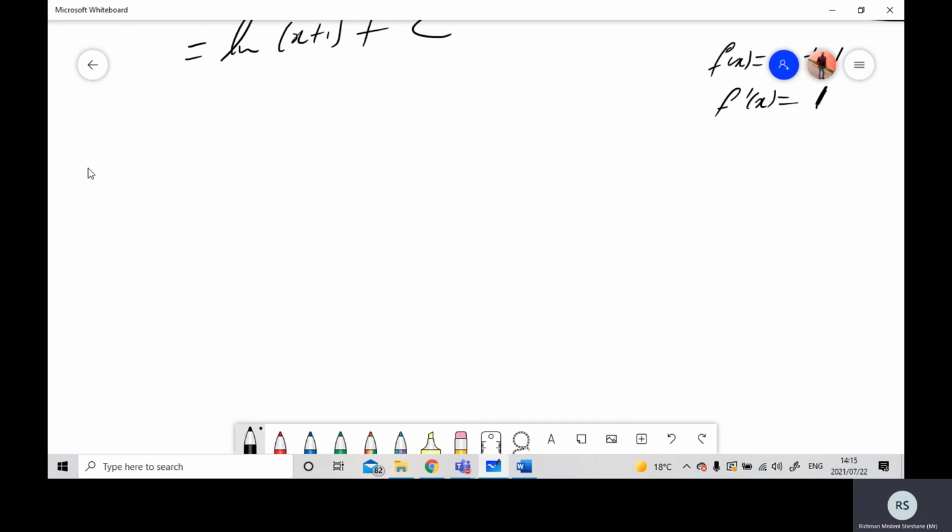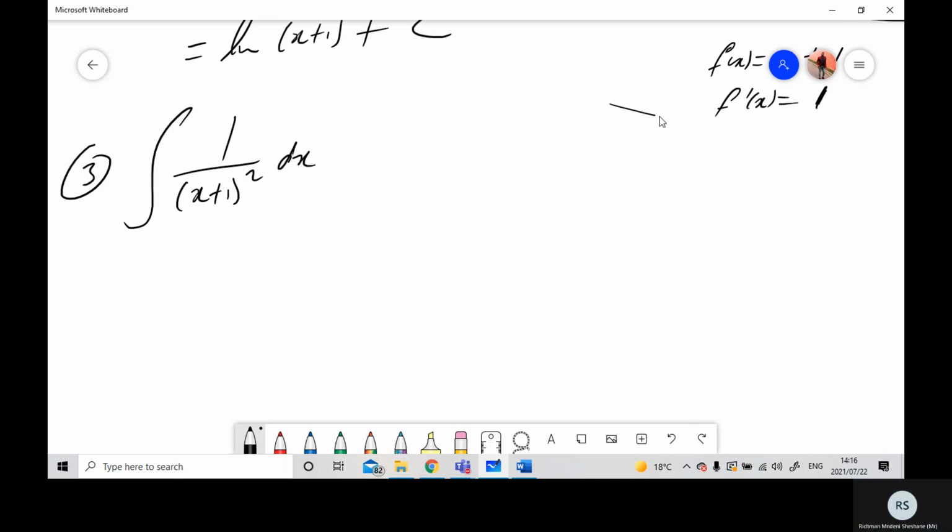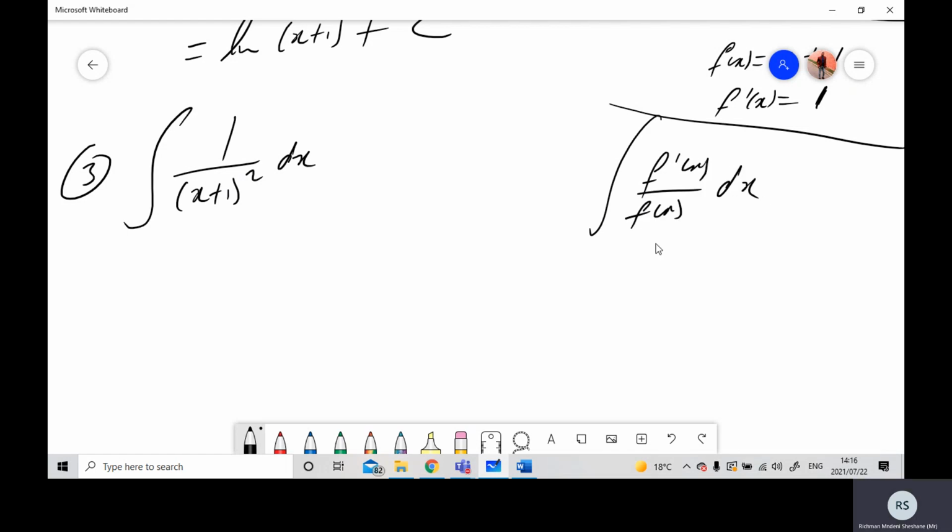Now, let's say you want to integrate this. I want to include this example here. We want to integrate 1 over (x plus 1) squared dx. Remember, the only standard integral which is a fraction is the integral of f prime over f of x dx, which is ln of f of x plus c.